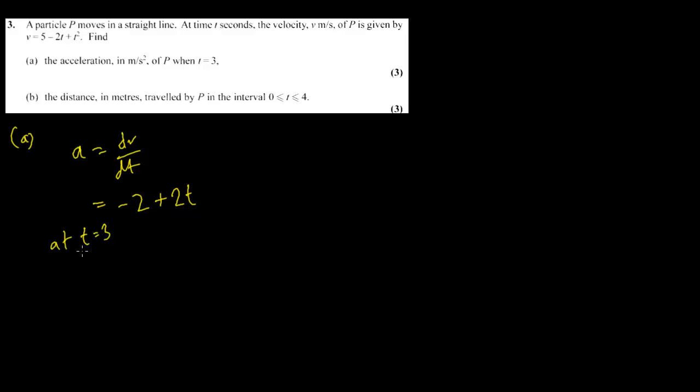So at t equals 3, a equals minus 2 plus 2 into 3. So 6 minus 2 is 4 meters per second squared. So that is question number A. For question number B, we have to find the distance. Now distance is the integration of velocity. It is the opposite. So distance is going to be the integration of velocity.